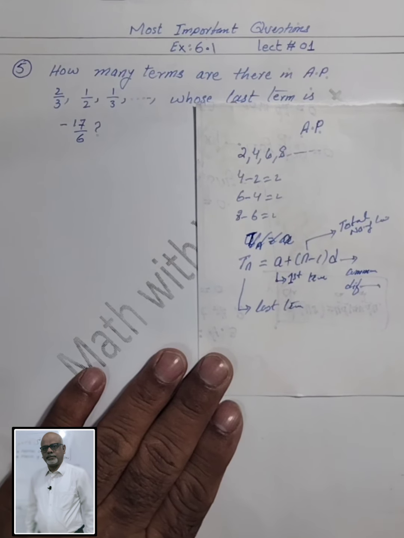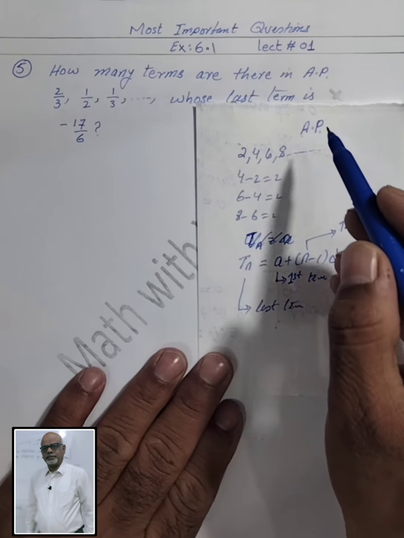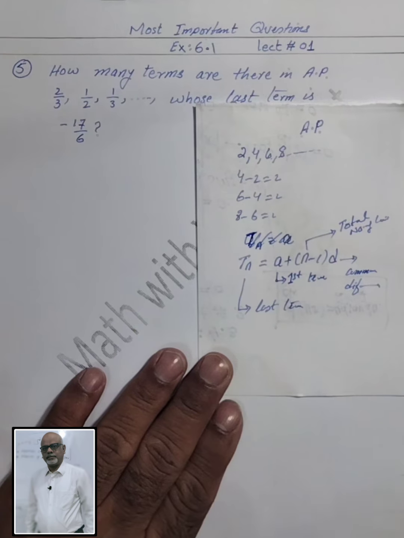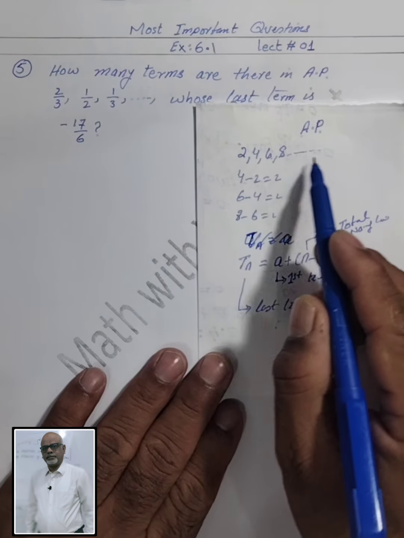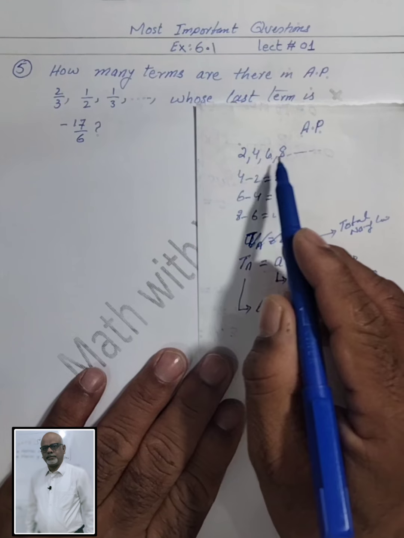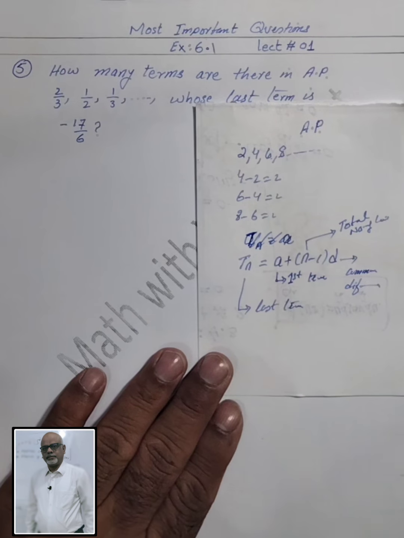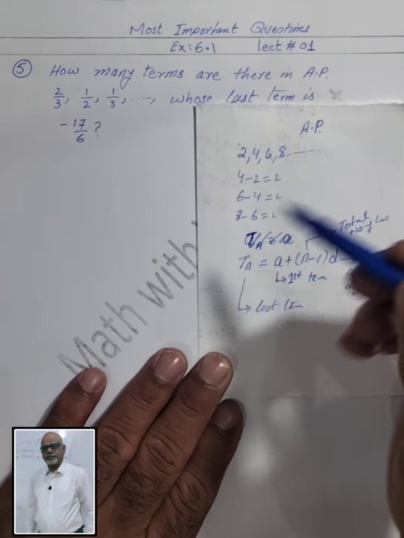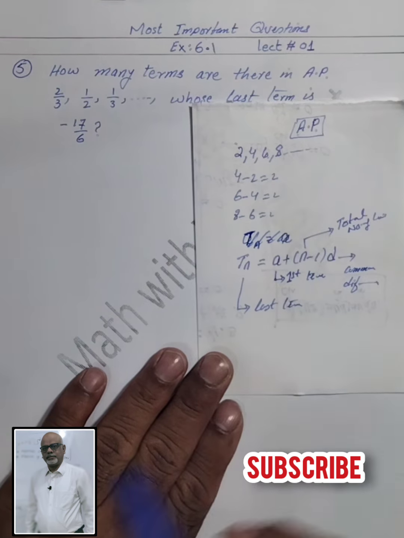So what is arithmetic progression? A progression in which the difference between two consecutive terms remains constant is called arithmetic progression. For example, we have considered this sequence here: 4 minus 2, 6 minus 4, 8 minus 6. The difference is the same. So this type of progression or sequence is called arithmetic progression or arithmetic sequence. In short, it is AP.